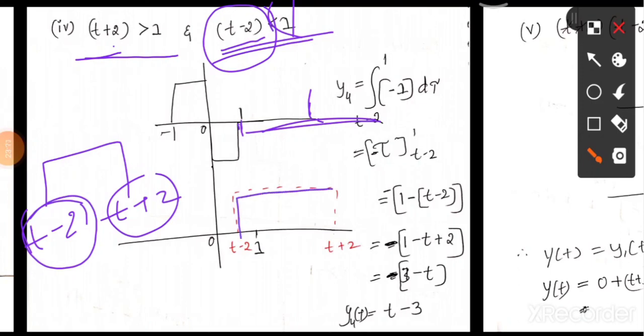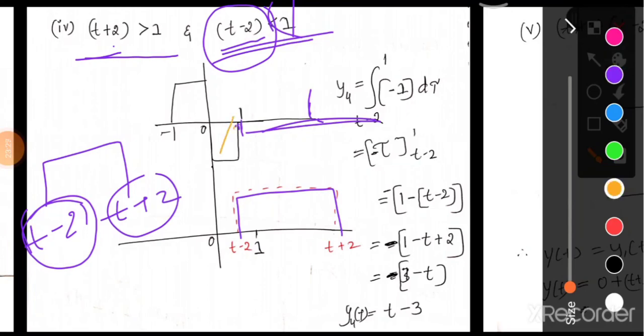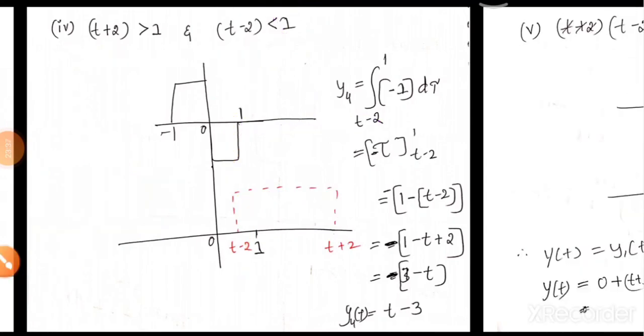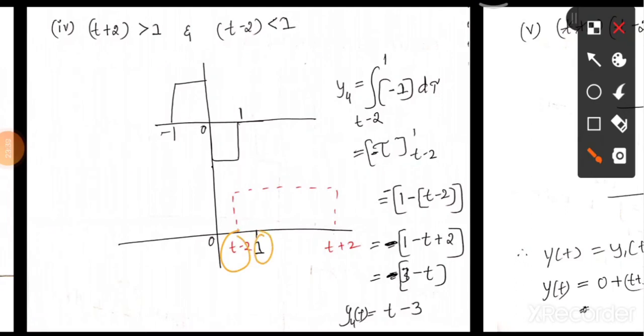So I have placed it from here to here. Once you place it, how much of the signal is overlapped? This much signal is overlapped. From where to where is it? It is from t minus 2 to 1. So then what you can do is take minus tau and integrate it, because its magnitude is minus. Take the minus outside, and the limits are t minus 2 to 1.